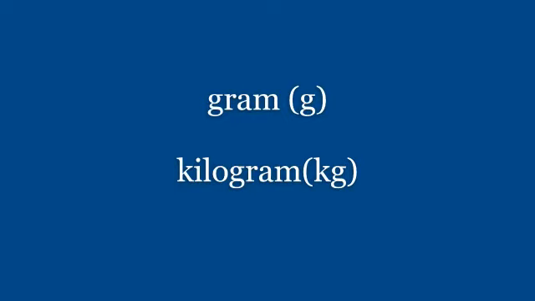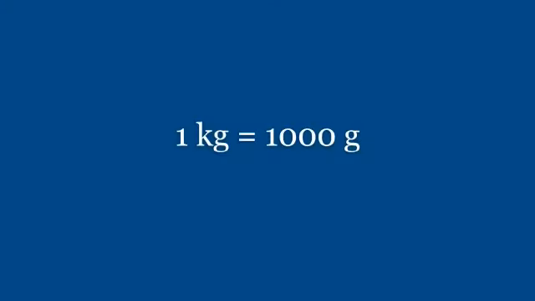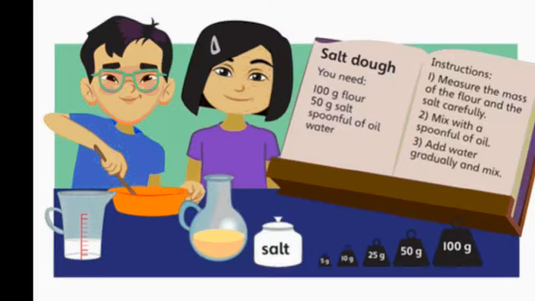If you go shopping, you can't ask for 8 bottles weight of potatoes. You will have to use units for measuring mass. Those are grams and kilograms. 1 kilogram has 1,000 grams.